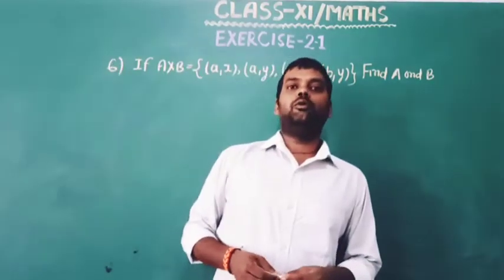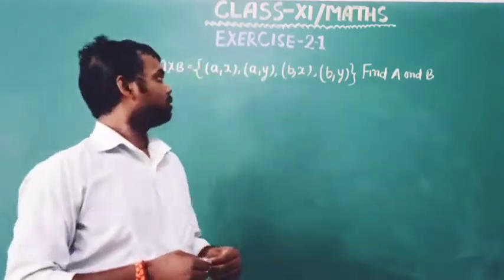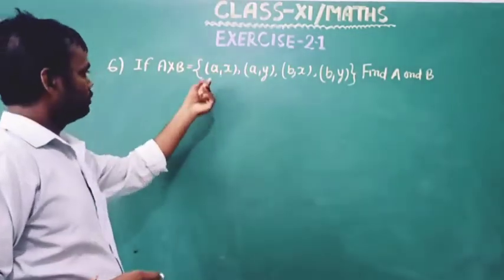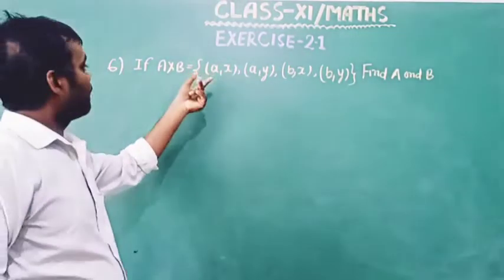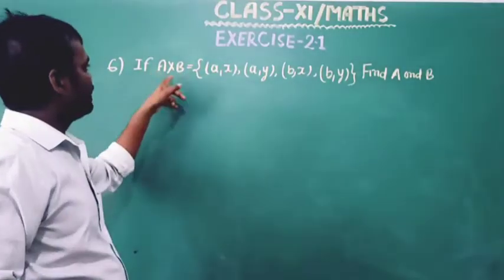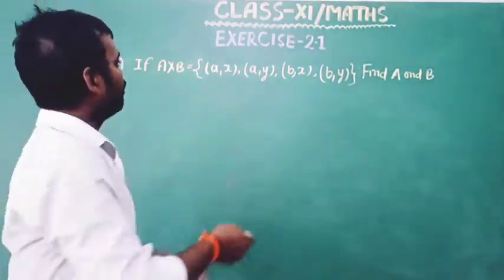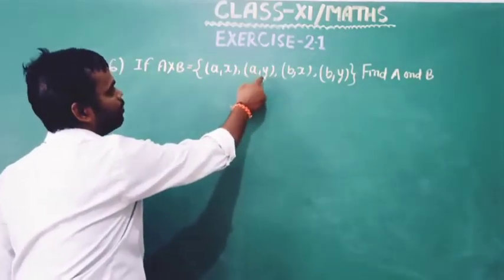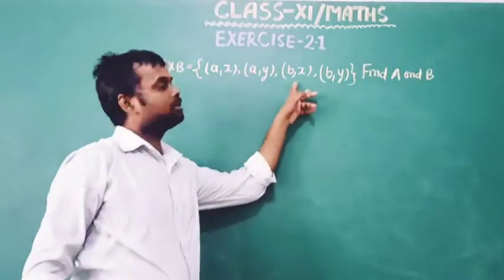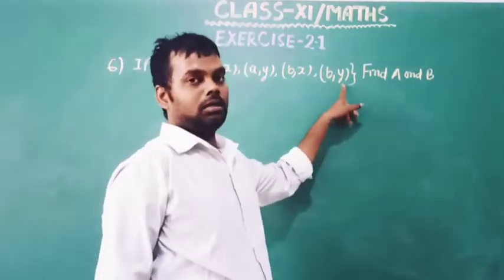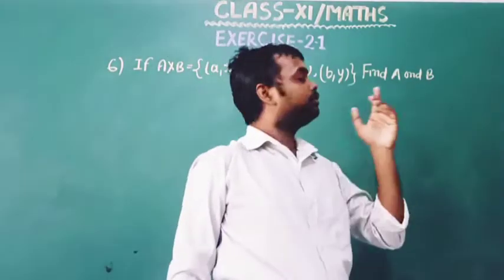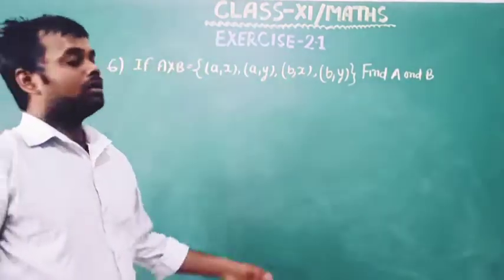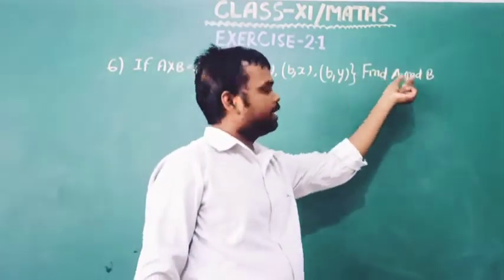Okay children, now move to question number 6. In this question it has been said that A cross B equals the Cartesian product given here: the ordered pairs (a, x), (a, y), (b, x), (b, y). Then we have to find A and B. We need to find set A and set B.